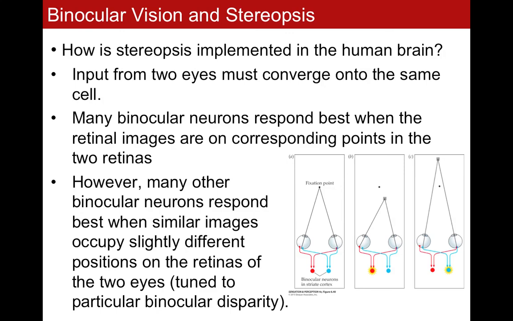The figure is just showing binocular receptive fields of single disparity sensitive neurons. You can see the fixation point, and which neurons are going to fire the most.